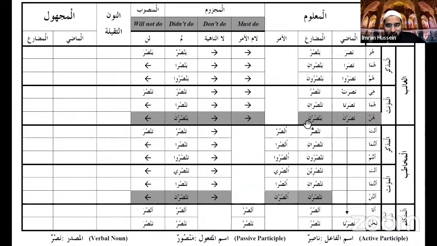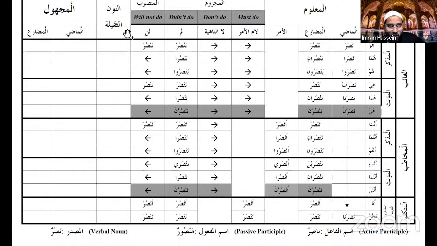Correct. And this noon here, this noon is noonun niswa. This is not to show that the present tense is in its original form. In the plural feminines, in yansurna and tansurna, these noons are the sign of plural feminine. Noonun niswa, noon for the plural feminines.